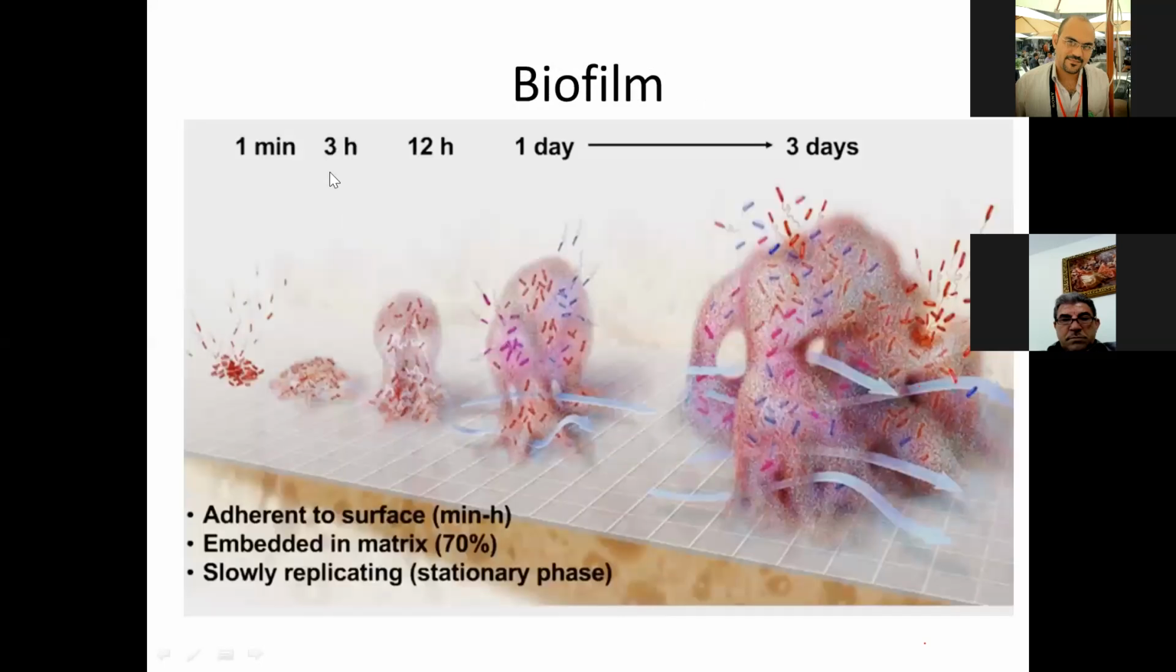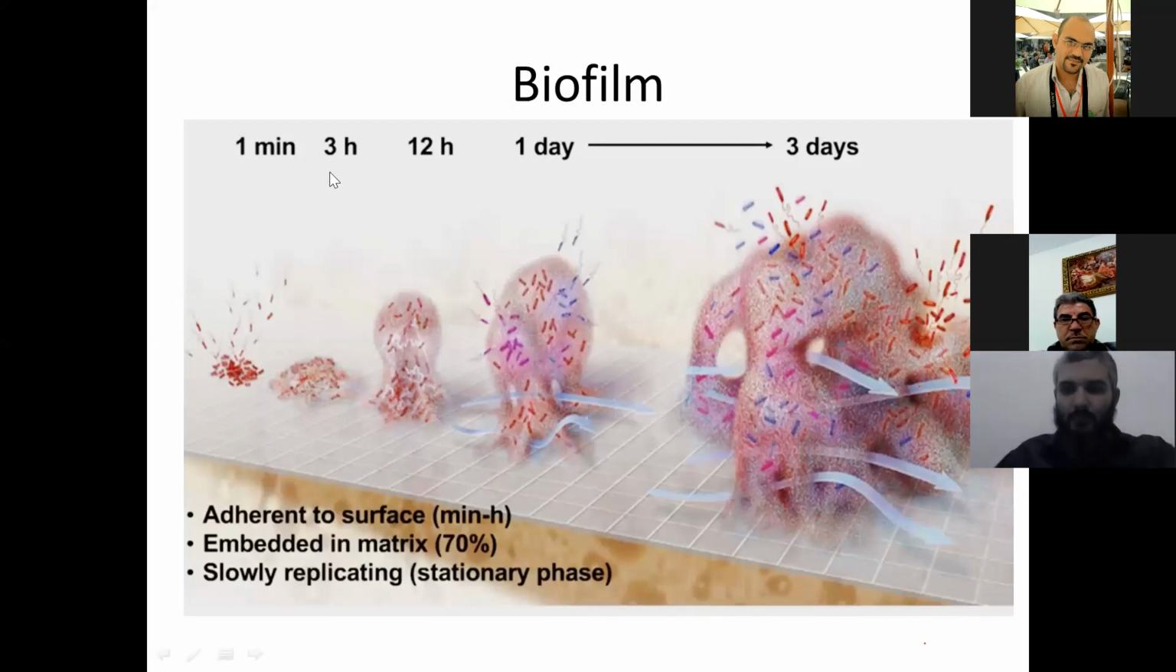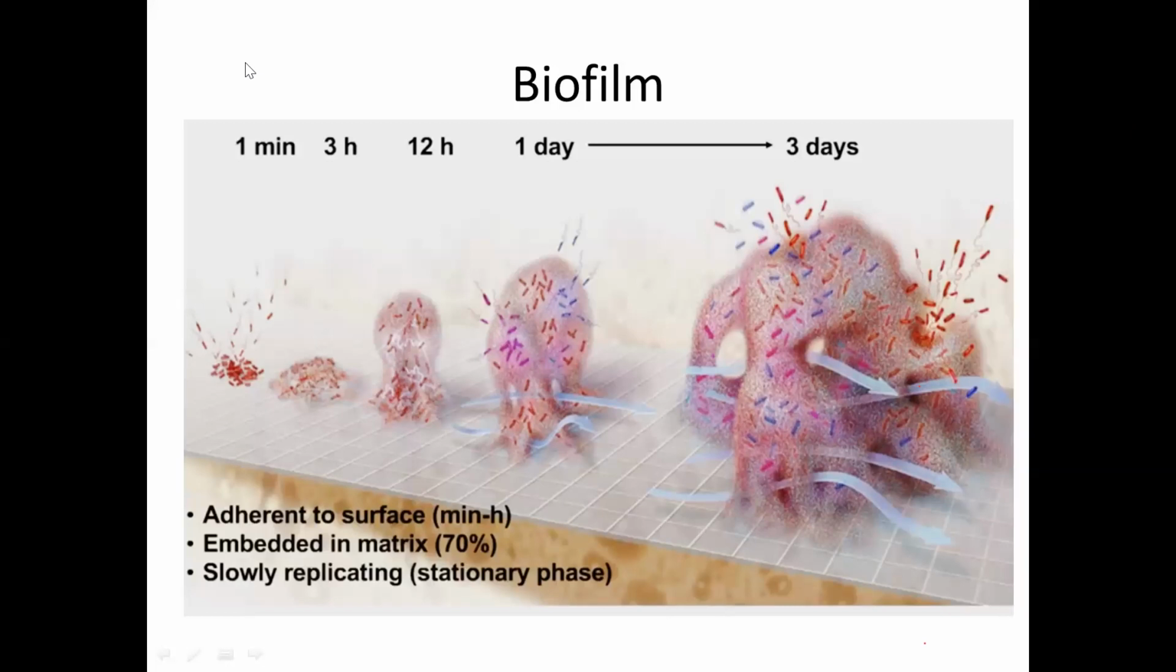However, don't forget that any of these classifications ignore one important thing, which is called the biofilm. The biofilm is produced from the bacteria, and they multiply and adhere on the surface of the implant within minutes and hours, and are embedded in a matrix in 70%. With a slow replication, sorry.